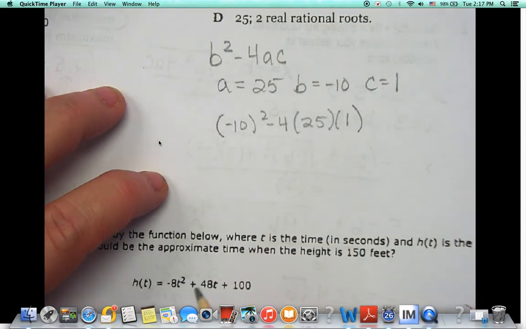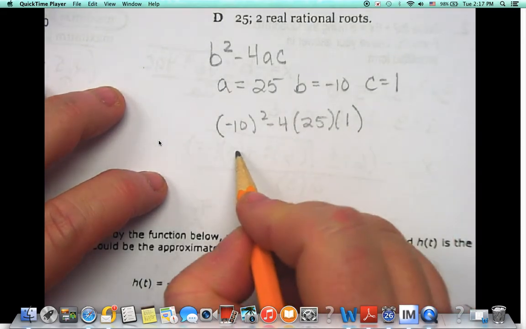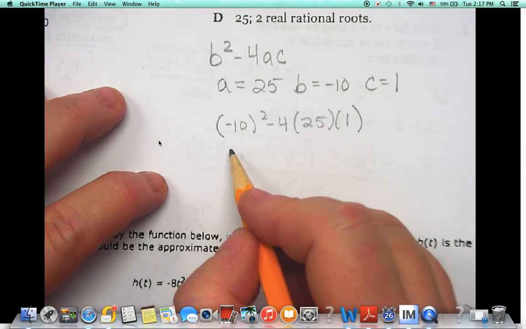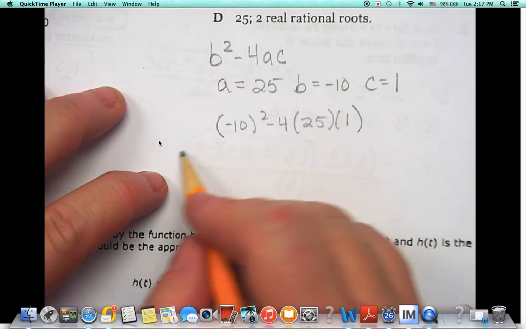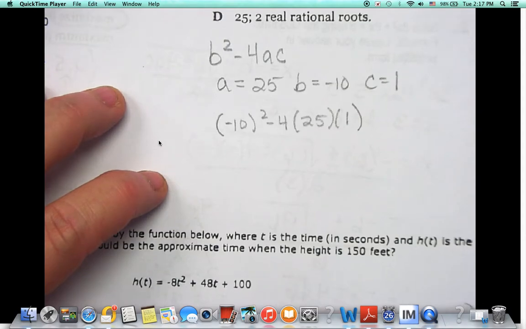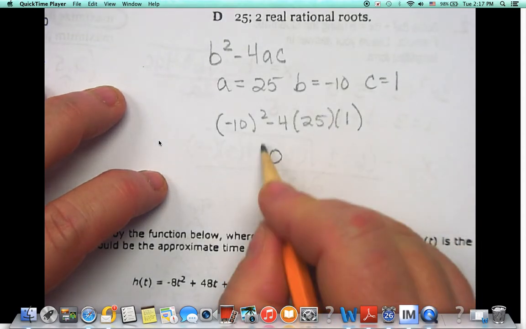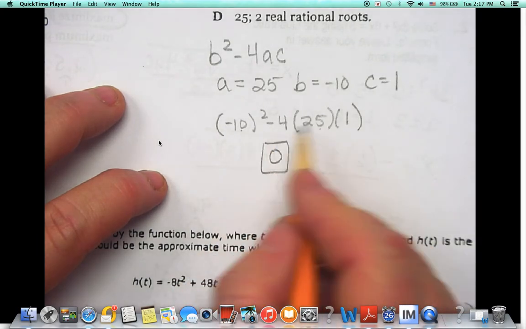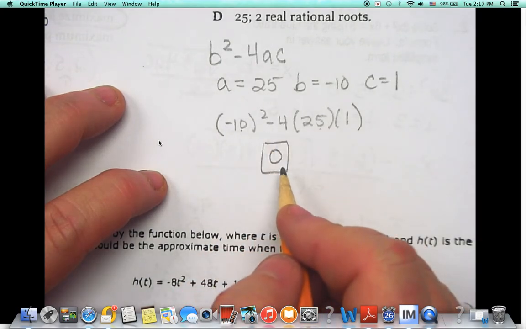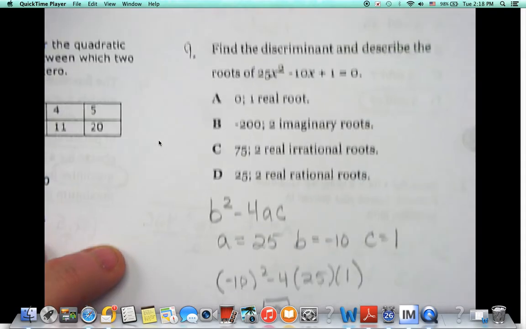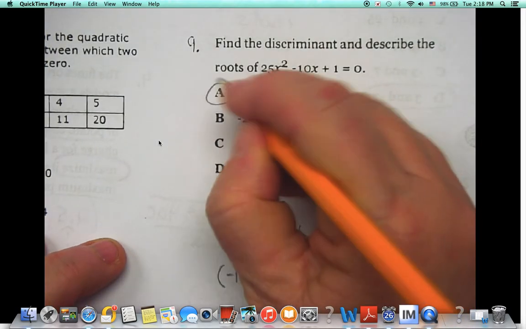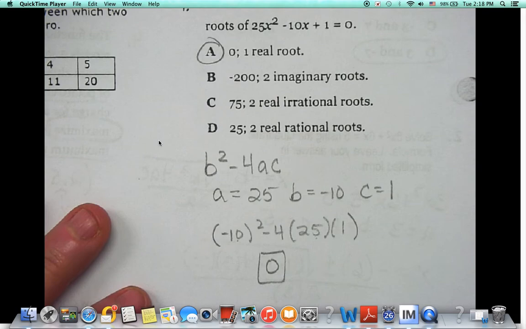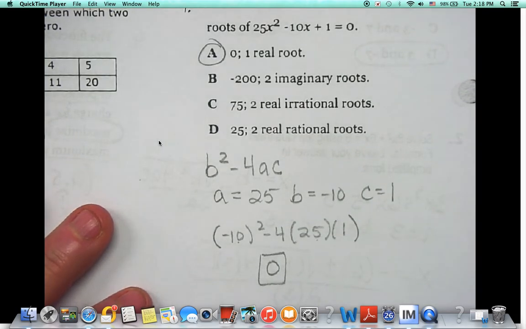So what is negative 10 squared? Negative 10 times negative 10? And you got 0? That's because this is 100 and that's 100, and you're subtracting 100 minus 100 and you get 0. So what kind of roots are they? One real double root. One real root's fine.